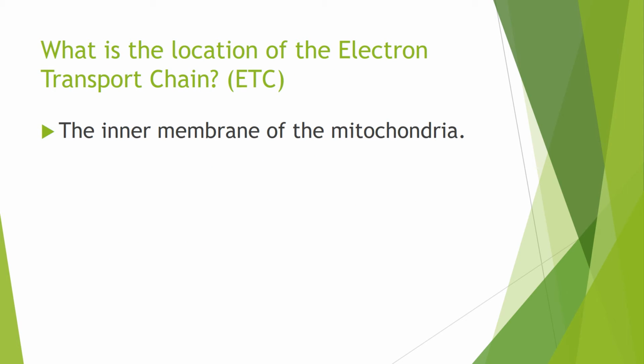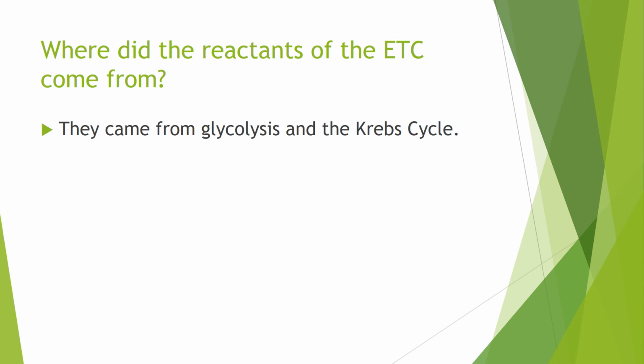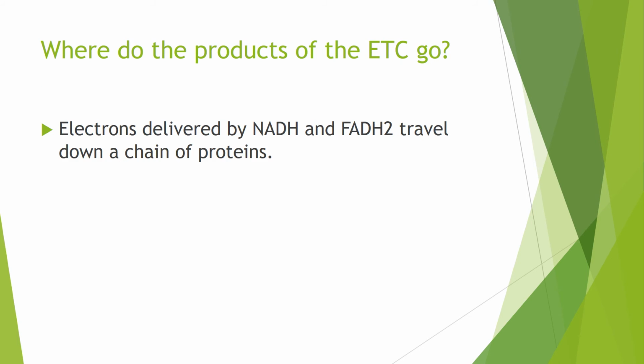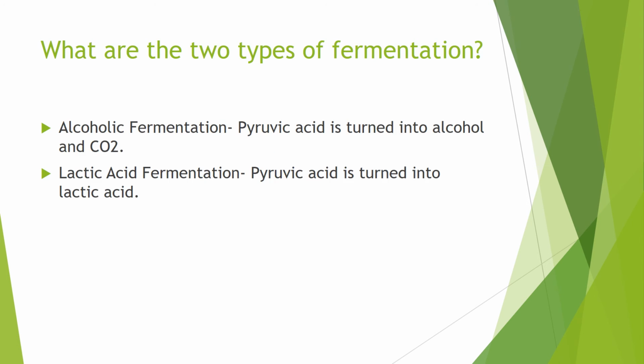What is the location of the electron transport chain? It is in the inner membrane of the mitochondria. The reactants in the ETC come from glycolysis and the Krebs cycle. The products from ETC: electrons delivered by NADH and FADH2 travel down a chain of protein.